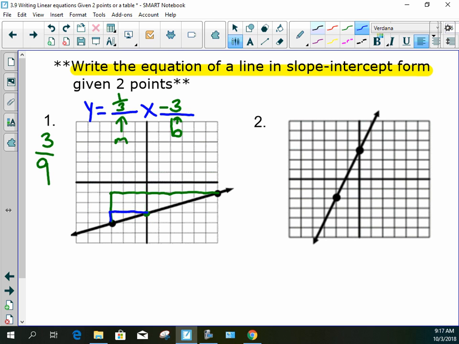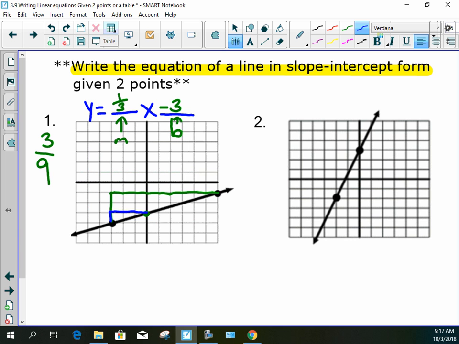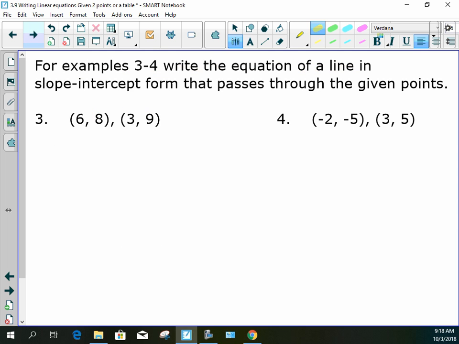Okay, I'm going to pause the video. Everybody go ahead and do number 2. Okay, what's the first thing I do? Y equals blank x blank. What's my y-intercept? +3. Very good. Now I just count. 1, 2, 3, 4, 5. 1, 2. Can 5 over 2 be reduced? So I write 5 over 2. Very, very simple.